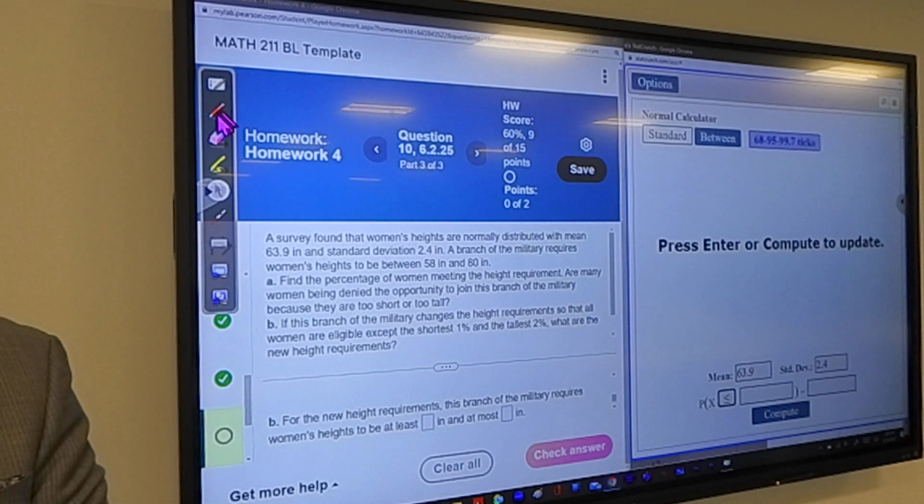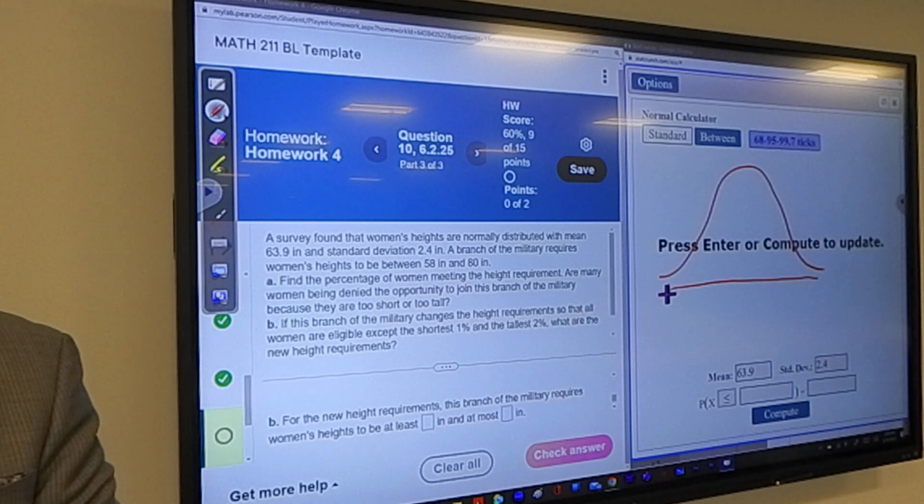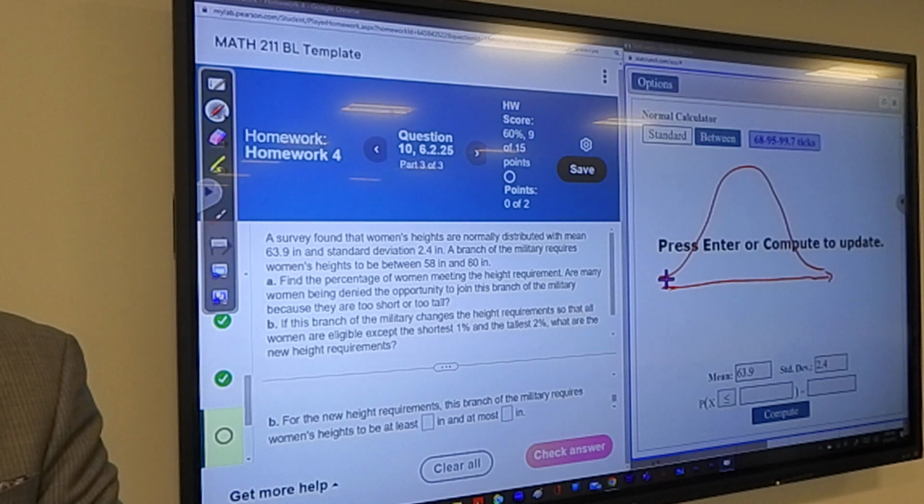It's normally distributed, right? And the heights are on the horizontal axis.